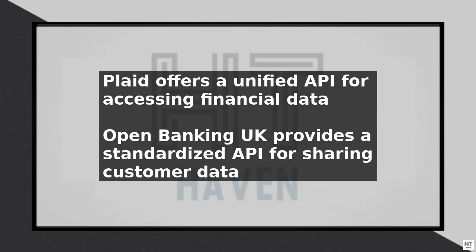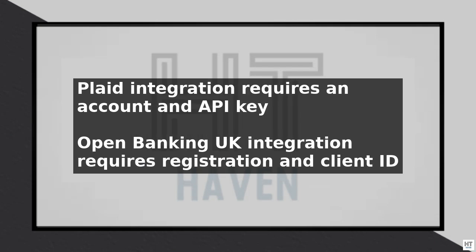On the other hand, to integrate Open Banking UK into your application, you will need to register with the Financial Conduct Authority, obtain a client ID and secret, and implement the Open Banking UK API. You can then use the API to connect to bank accounts, retrieve account information, and initiate payments.